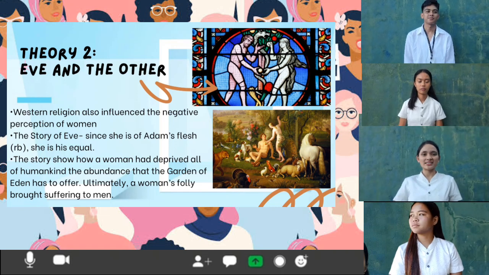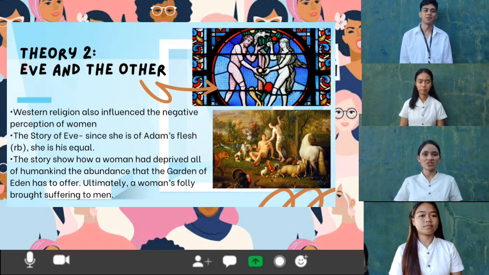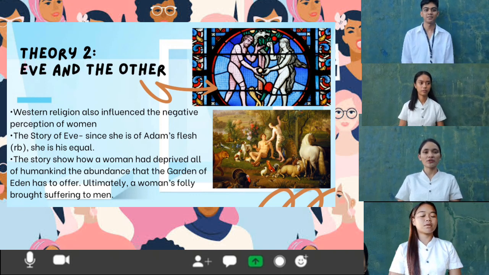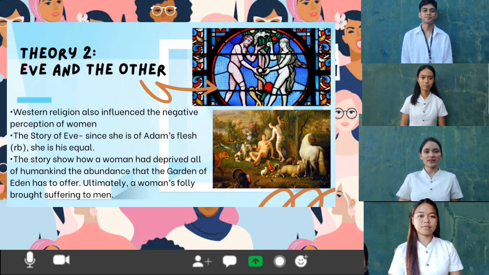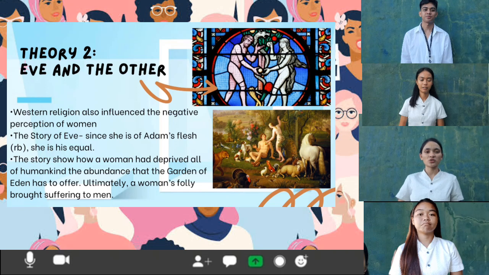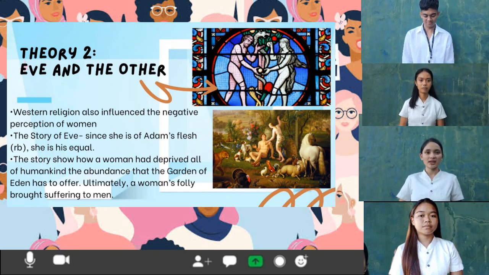The story of Eve: since she is of Adam's flesh, she is his equal. For everyone who knows the story of Eve, there is one story that tells that Lilith refused to lie beneath Adam during sex. For your information, Lilith is the first wife of Adam and supposedly the primordial she-demon.